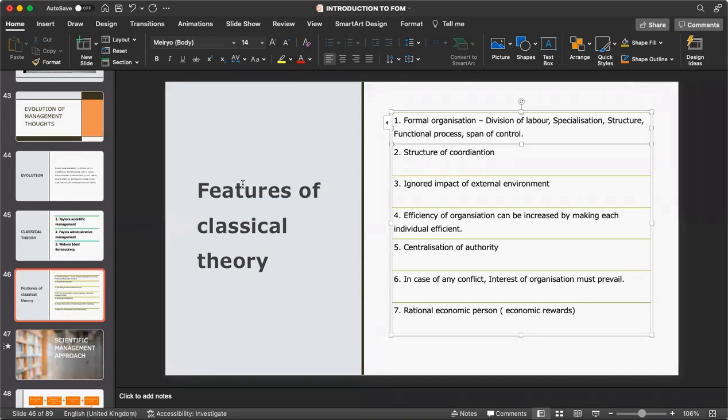Now the third point, which was asked by Sandeep: ignored impact of external environment. The classical approach does not consider the external or dynamic environment. That is a disadvantage of this theory actually, because the theory is only focusing on the internal management efficiency.